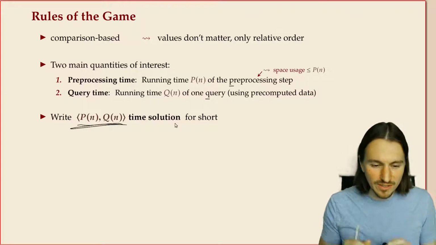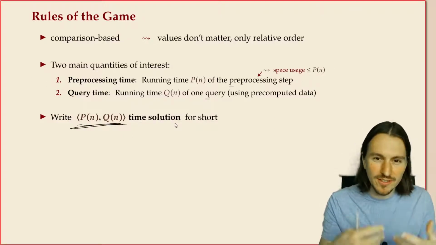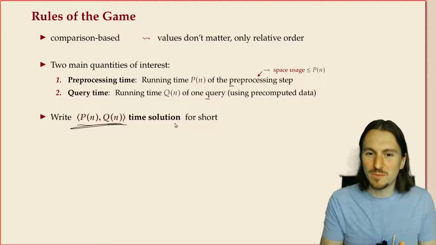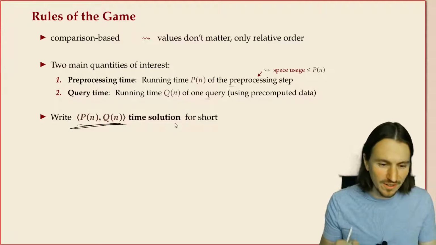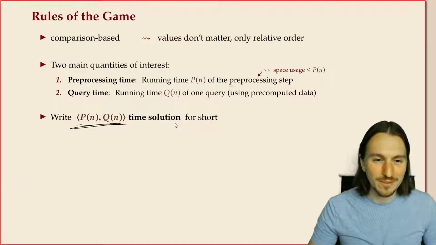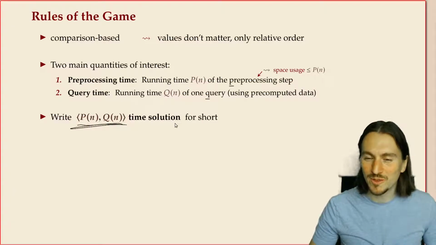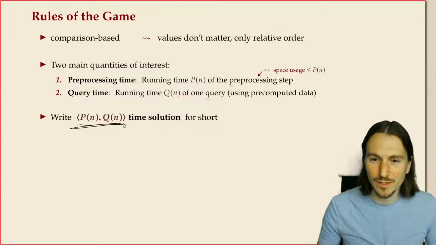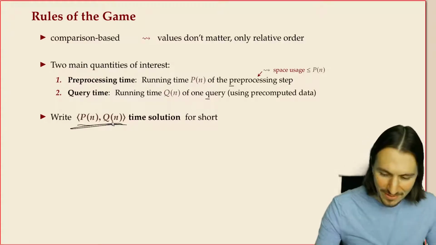So that's the idea. You're given this array. You can look at it, take your time. You pay for that in the P of n entry, and then once you're done, I'll fire so many arrangement queries at you potentially, and how long you take for each, that's the Q of n.